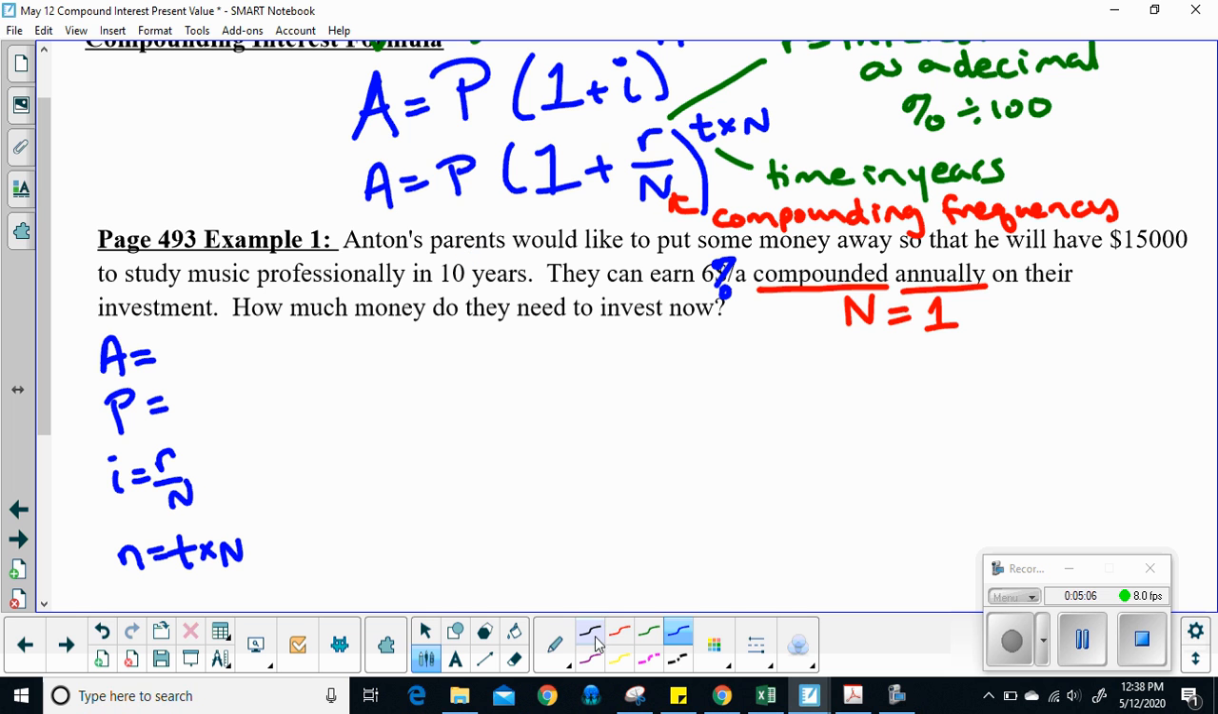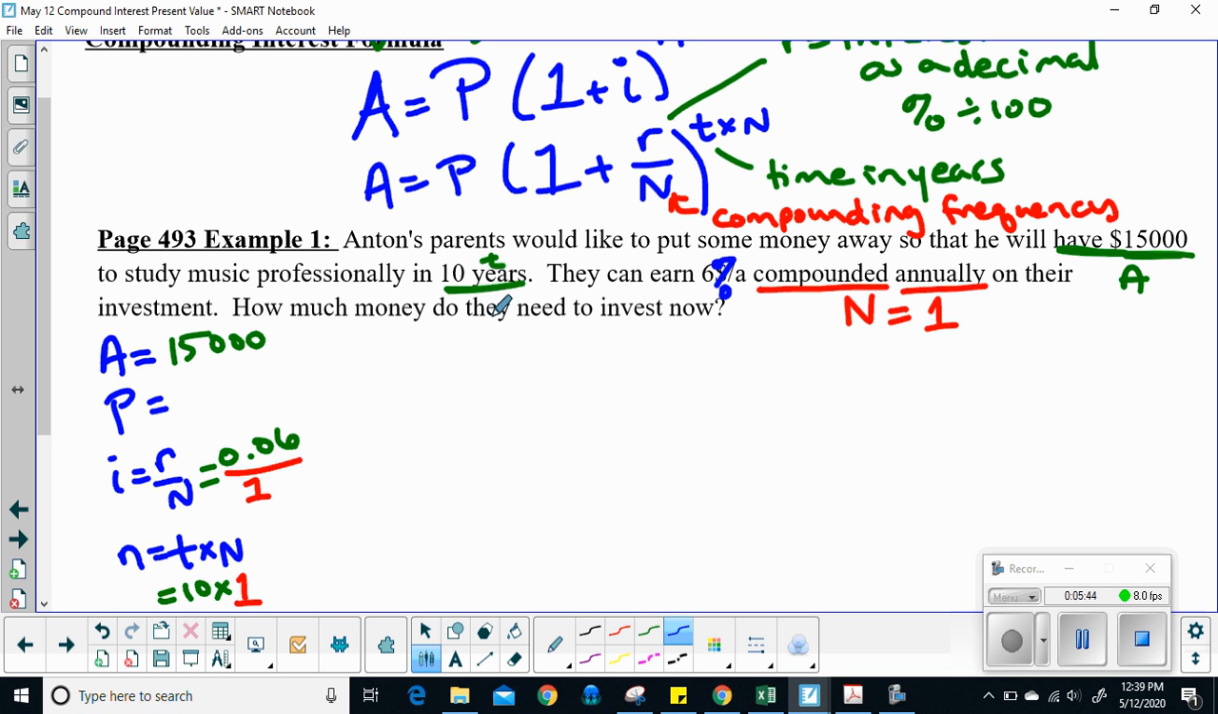Okay, and then let's go back and let's find out what we've got. So I know he will have $15,000. So that's our final amount because that's what we need to have at the end. In 10 years. So there's my time. Okay. 6% is my interest rate. Remember, as a decimal, so that's really 0.06. That compounding annually, we said, is our big N, so that shows up in 2 spots.